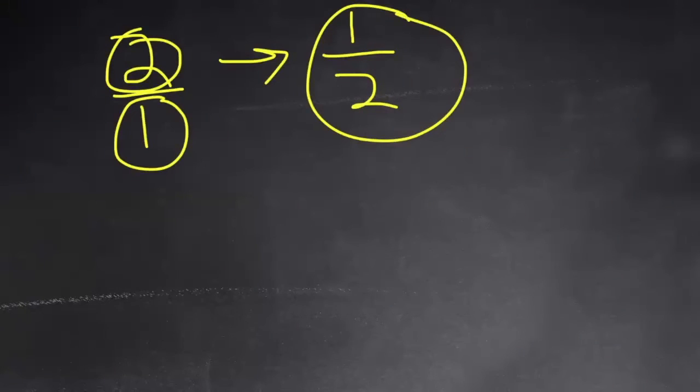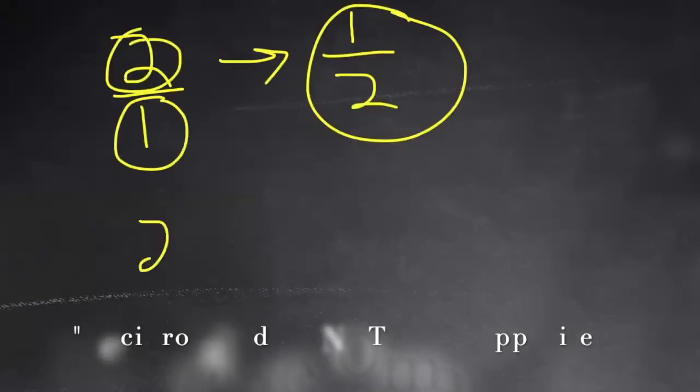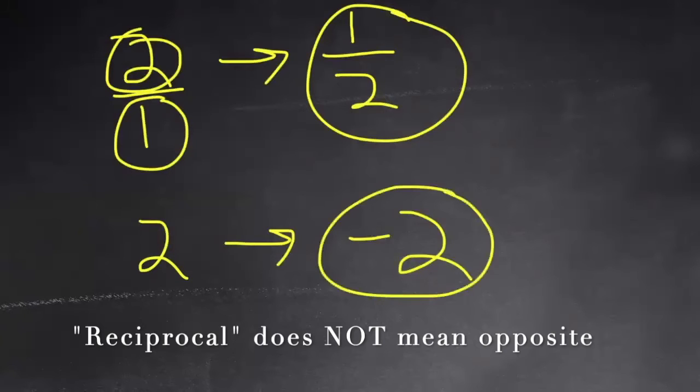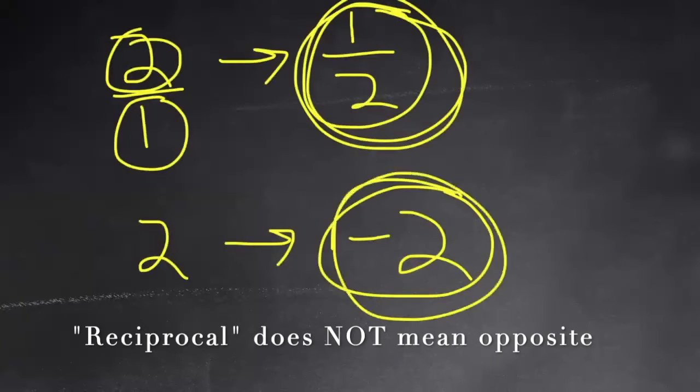But please don't confuse reciprocal with opposite. What is the opposite of 2? -2. So notice how the reciprocal of 2 is not equal to the opposite of 2. So opposite and reciprocal are not the same thing.